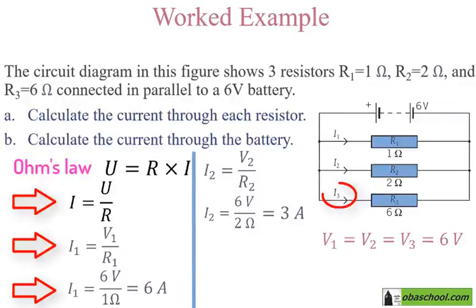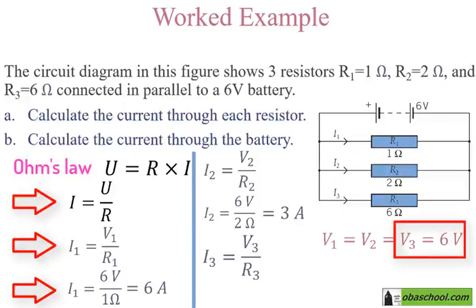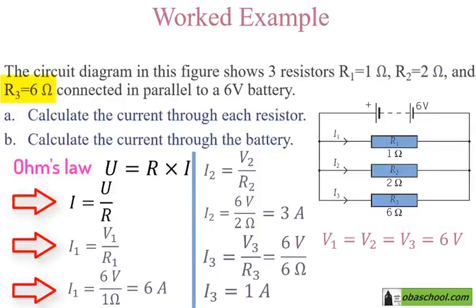Moving to I3, it's equal to V3 divided by R3, where V3 is the voltage across the third branch of this circuit. And we have agreed that the voltage in the third branch is equal to the potential difference supplied by the battery. So it's equal to 6 divided by the resistance of the third resistor, which is given as 6 ohms. So I3 is equal to 1 ampere.